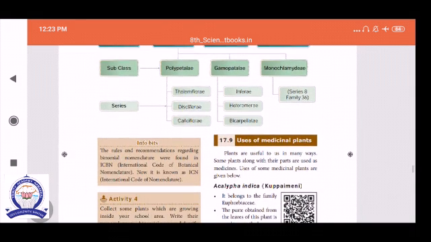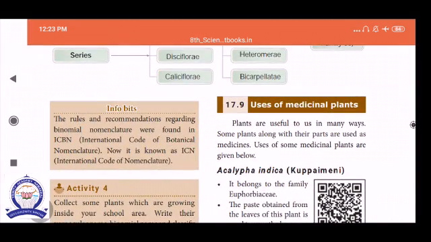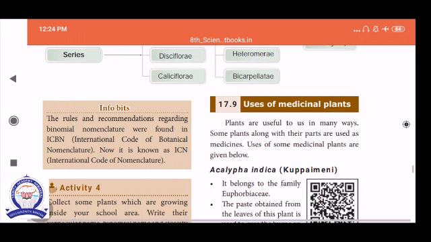Next one, uses of medicinal plants. See the info bit, which may be asked for 1 mark. The rules and some recommendations regarding binomial nomenclature were laid down by ICBN, the International Code of Botanical Nomenclature. Now it is known as ICN, the International Code of Nomenclature. ICBN is now shortly ICN, asked for 1 mark.